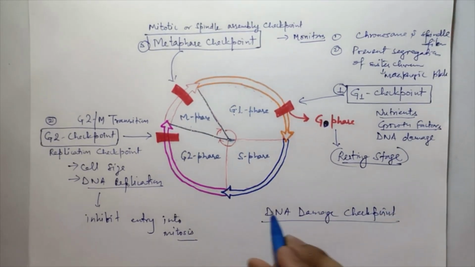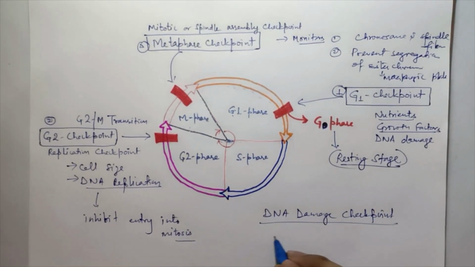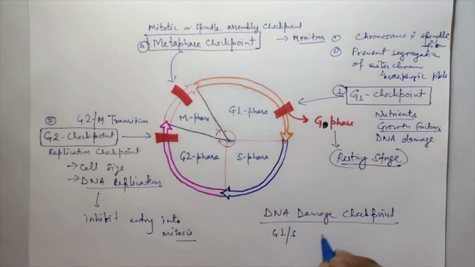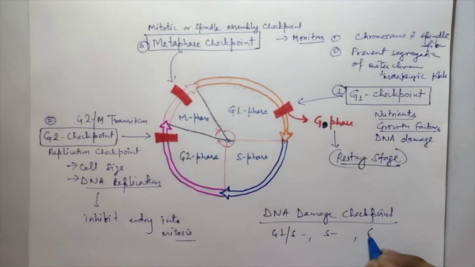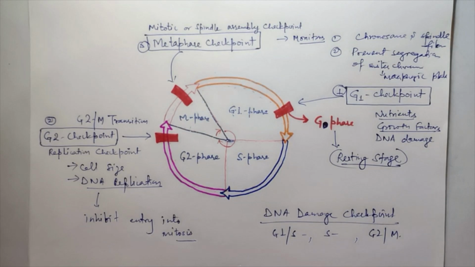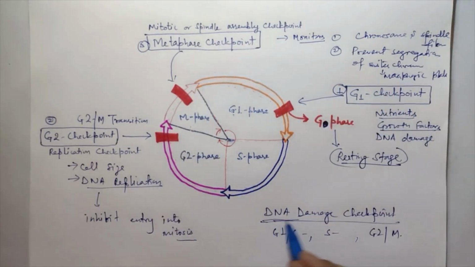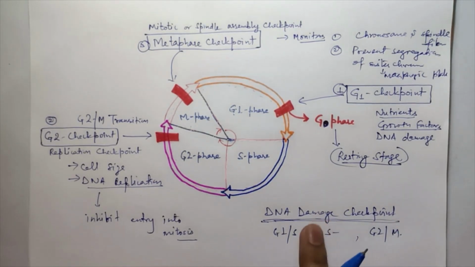Basically, it operates at different phases of the cell cycle. It also operates at the G1/S transition phase, in S phase, and at the G2/M transition phase. The main purpose of this is to ensure proper maintenance and repair of the DNA of the nuclear genome. So these are different checkpoints. There are three fundamental and one additional checkpoint.